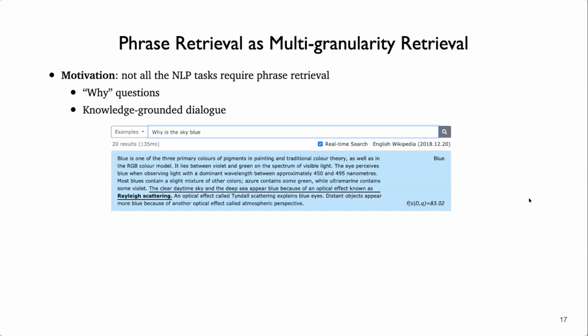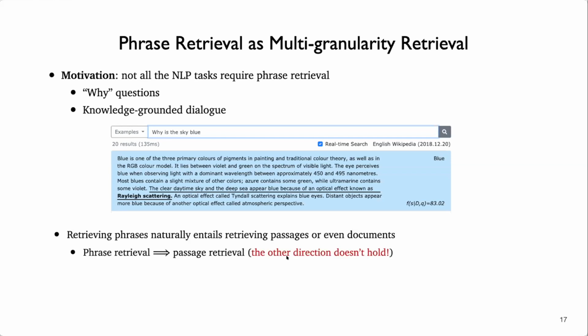The motivation here is that not all NLP tasks actually require phrase retrieval. Even for question answering, if you ask a why question, such as why is the sky blue, you don't want the system to just return a single phrase. You might want a sentence or even several sentences that form a complete answer. For other tasks like knowledge-grounded dialogue, a phrase is just not enough. You want to retrieve the piece of text that is relevant to the utterance in the dialogue, and then build a system to generate text based on that piece of text instead of just a single phrase.